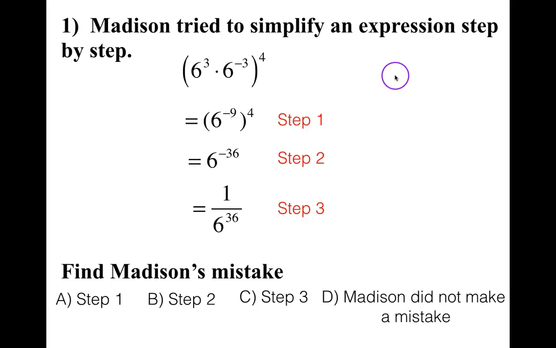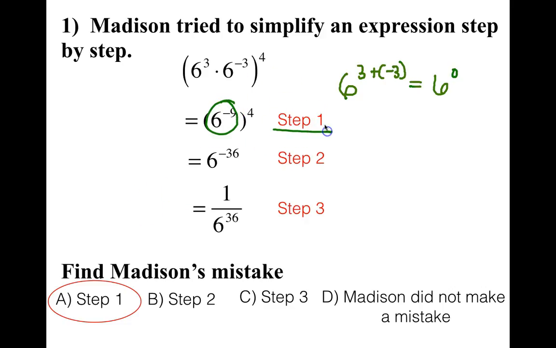So here, hopefully you recognize that she made a mistake in step 1. Why step 1? Well, if you focus on the inside, you're multiplying 6 to the 3rd times 6 to the negative 3rd. So according to the properties, you should have added the exponents, which should have given you 6 raised to the 3 plus negative 3 power, which would have given you 6 to the 0, not 6 to the negative 9th. So that's where the mistake occurred, in step number 1.